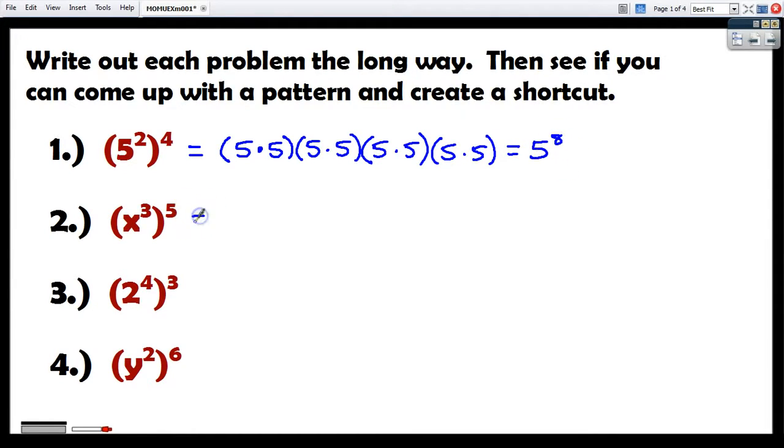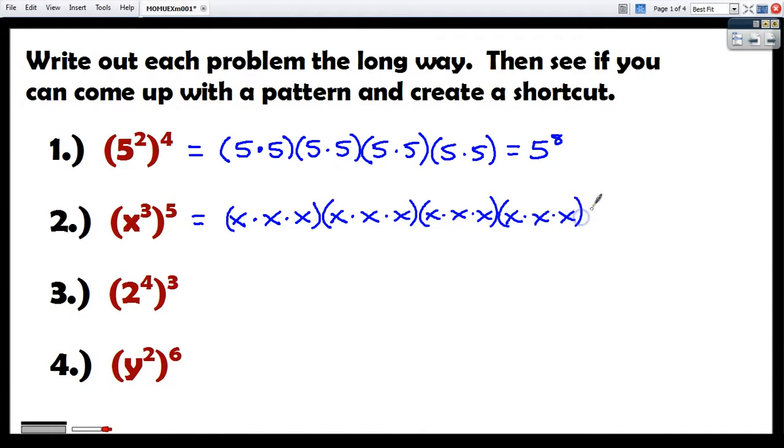Same thing on this next one. X to the 3rd power, in parentheses, the whole thing to the 5th power. So x to the 3rd power would just be x times itself 3 times. And then that set of parentheses multiplied times itself 5 times. So there's twice, 3 times, 4 times, and 5 times. So again, if you were to simplify that down, think about what that would look like.